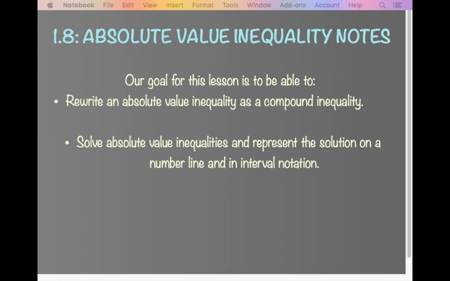Hey everyone, welcome back to 1.8 Absolute Value Inequality Notes. We are going to talk about how to rewrite an absolute value inequality as a compound inequality, meaning instead of splitting equations up into two equations, we're going to split inequalities up into two inequalities and put the word and or or in between them. Then we're going to solve them, put our answer on a number line, and interval notation is making its way back today.